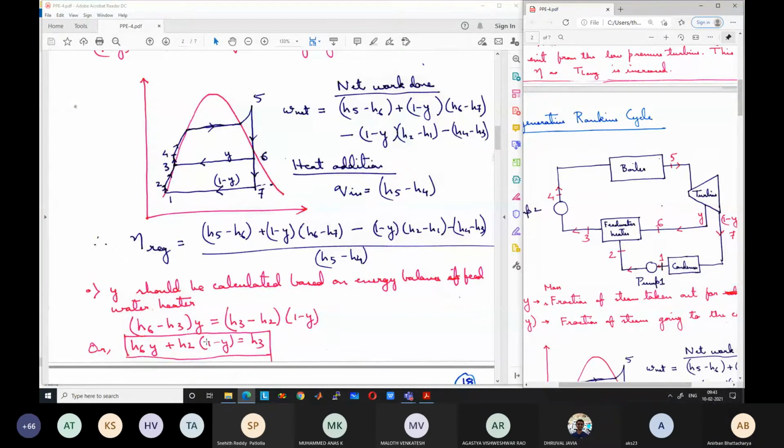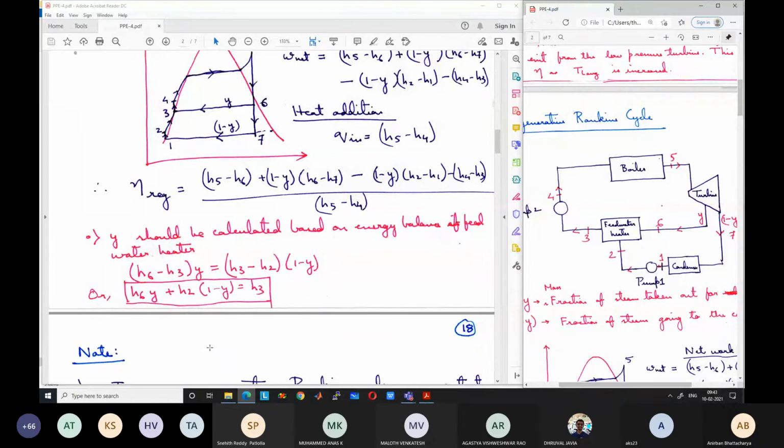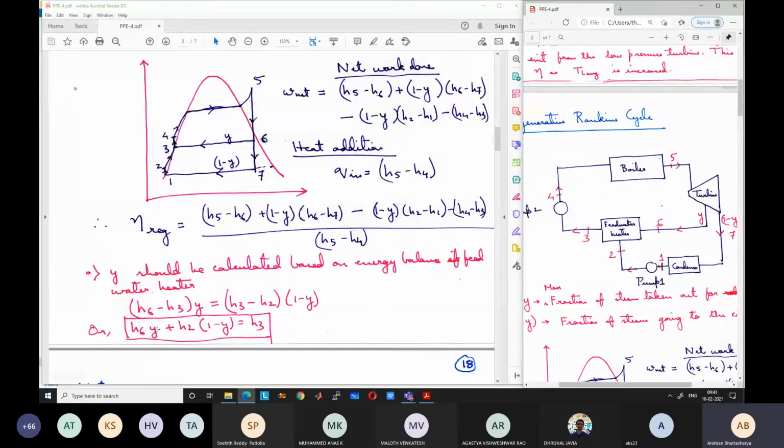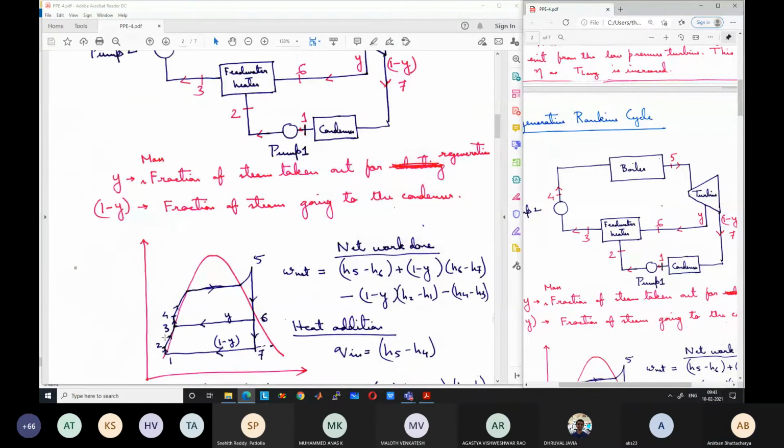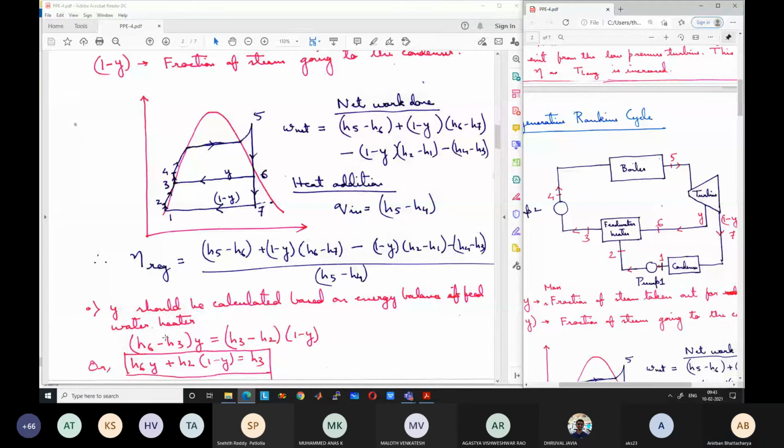Any questions on this regenerative cycle? Because this is slightly more tricky as compared to the previous cycles.